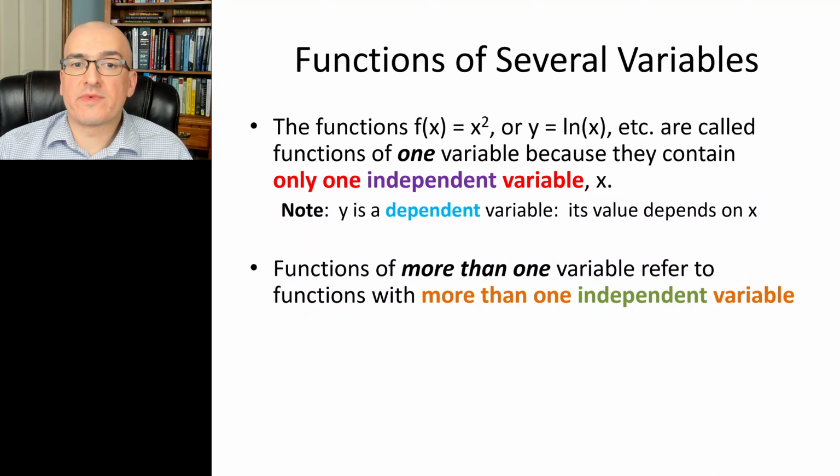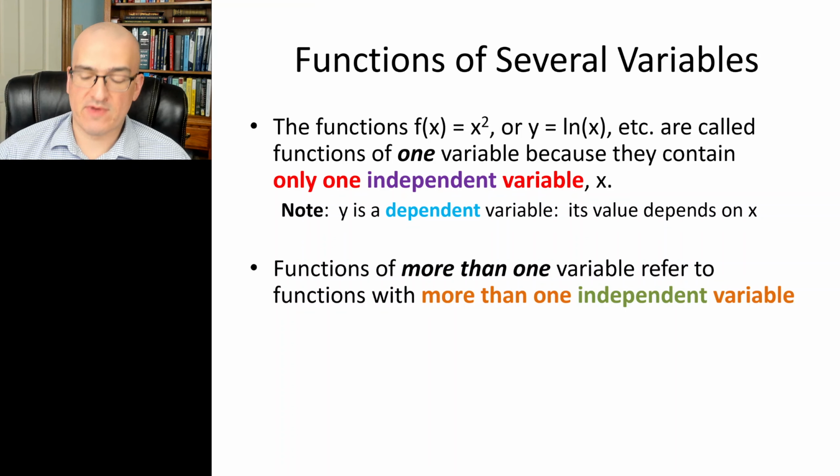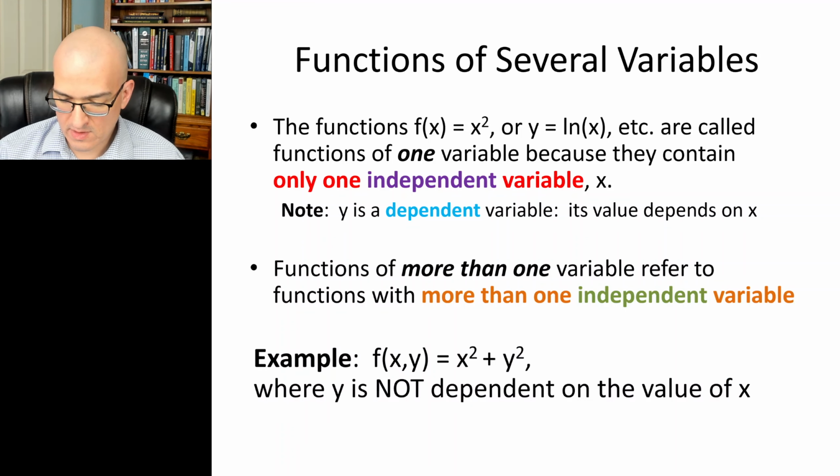So what we mean when we say a function of several variables, or a function of more than one variable, is a function where we have a choice for more than one thing, where we can choose the x value and we can choose the y value. So one example of such a function is this one, a function of x comma y, so two variables explicitly denoted, is equal to x squared plus y squared.